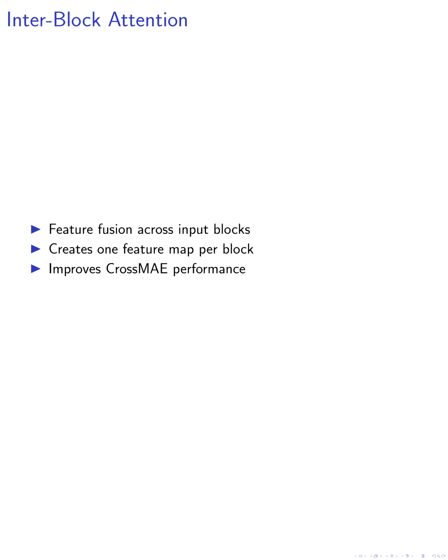This fuses the input features from multiple blocks into one feature map for each decoder block. This allows the decoder to leverage information from multiple encoder blocks and improves the performance of CrossMAE.